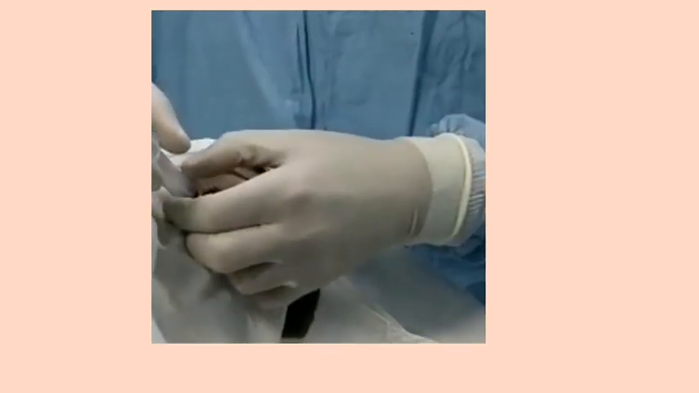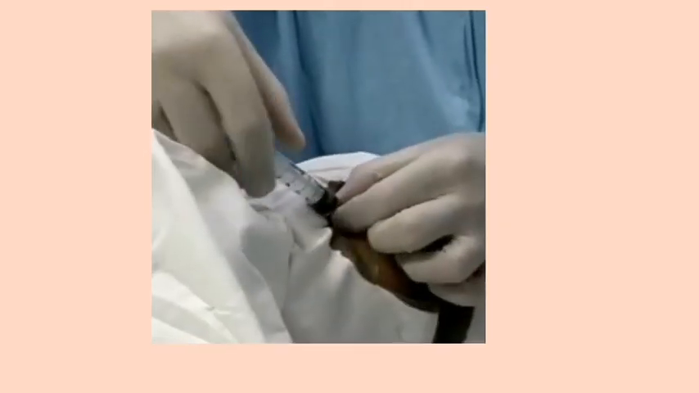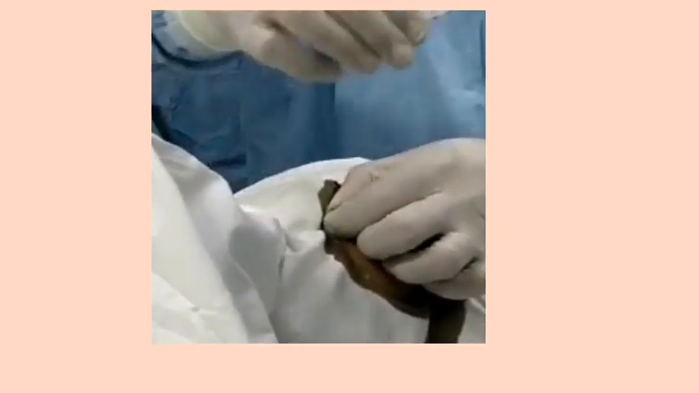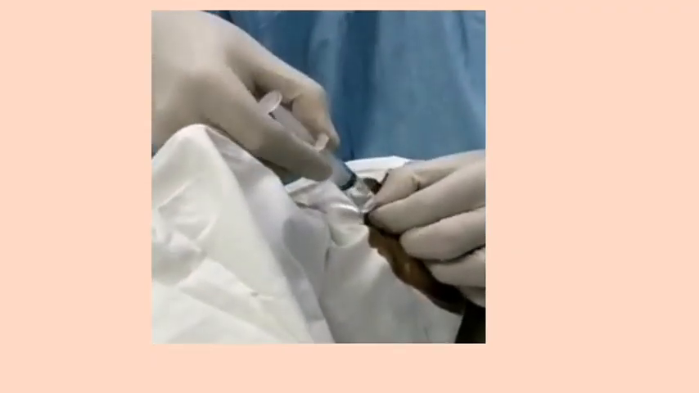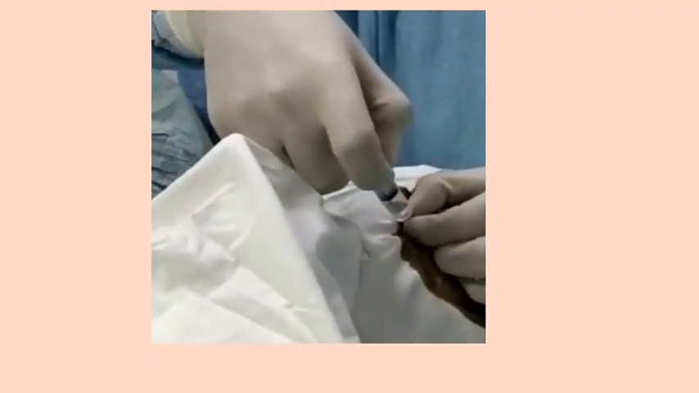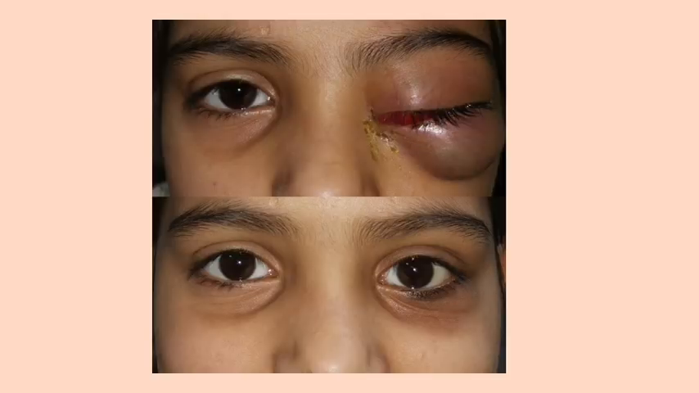A drainage was planned and a 23 gauge cannula was inserted, and after taking out the blood of the chocolate cyst, bleomycin was injected inside the same cavity. So here is the 4 weeks follow-up showing almost complete resolution of symptoms.